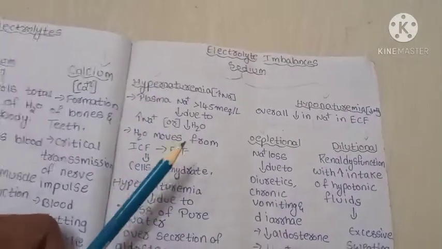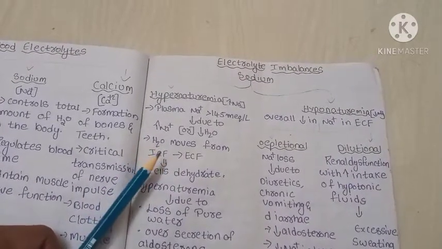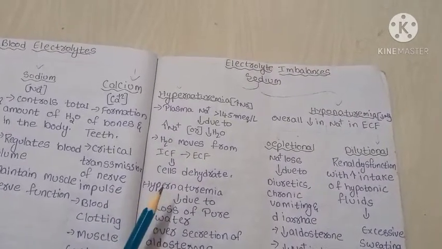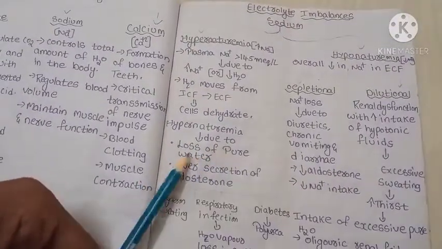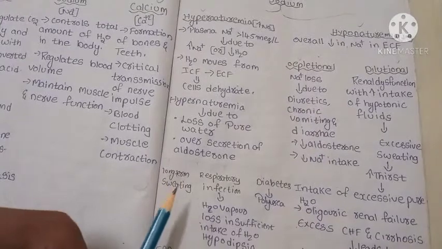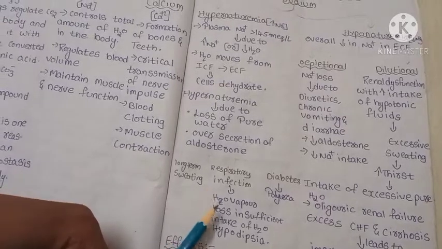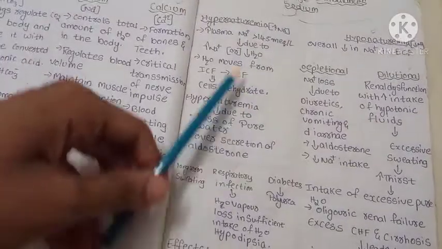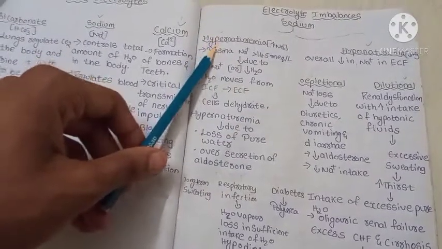It occurs due to a decrease in the water level and an increase in the sodium electrolyte. The H2O moves from intracellular fluid to extracellular fluid, which results in cell dehydration. Hypernatremia is also due to the loss of pure water and over secretion of aldosterone, and long-term sweating, respiratory infections, diabetes like polyuria, H2O vapor loss, and insufficient intake of H2O. These are the conditions that result in the formation of hypernatremia.